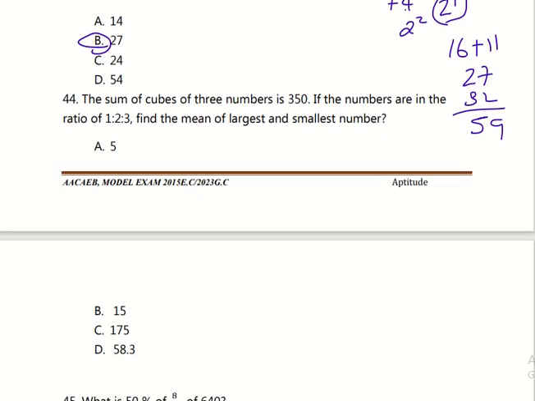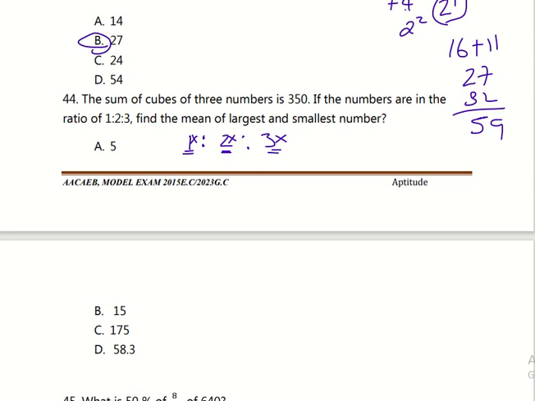Okay, the next one, the sum of cubes of three numbers is 350, and the numbers are in the ratio 1 to 2 to 3. There are three numbers, like 1, 2, 3. I can give them the same variable x. Each number can be represented as 1x, then 2x and 3x.